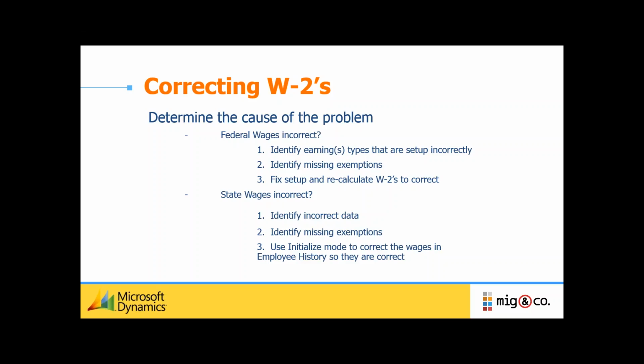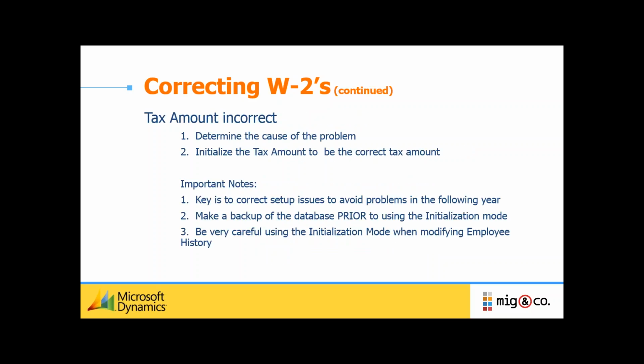It's a good idea to verify that those are all done beforehand, so when we get to this process, we don't have any problems with the reporting. So tax amounts are correct, determine the cause of the problem, use initialize mode to make those corrections. Important note: the key is to correct the setup issues to avoid problems in the following year. If you find that there is a problem with one of the deductions or tax calculations, you want to make sure those employees are set correctly so that we don't miss them next time.